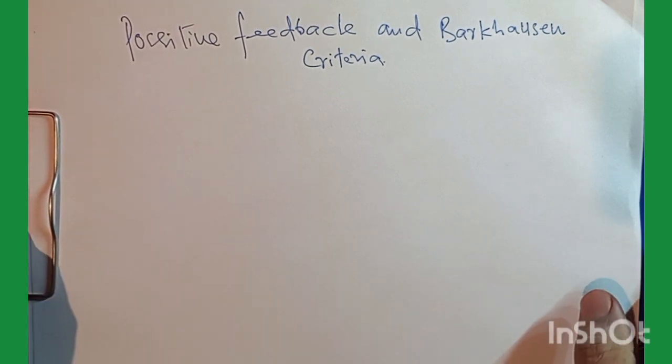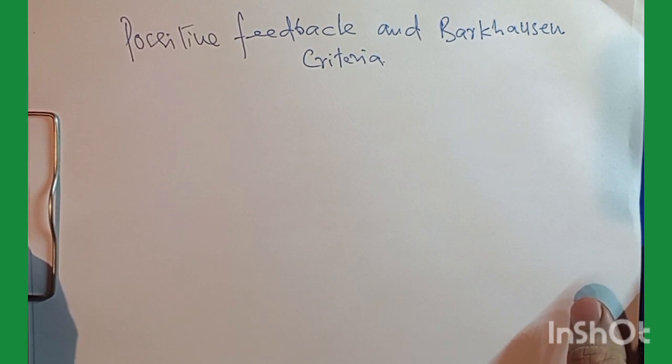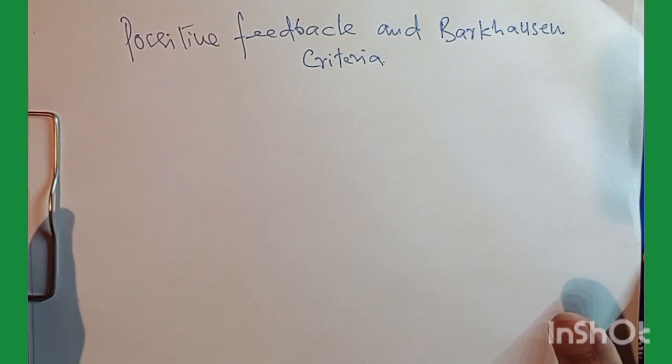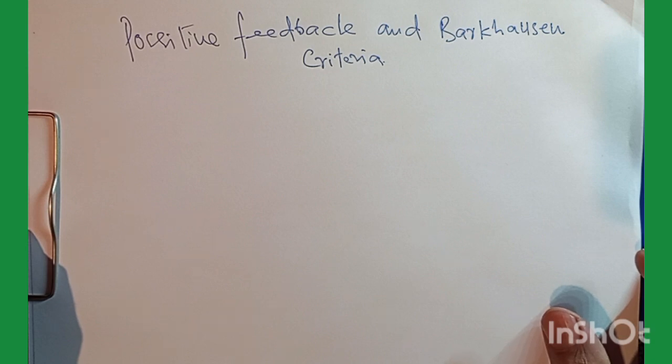In this video, we'll be talking about positive feedback and how this positive feedback leads to Barkhausen criteria. And certainly, if we go back to the concept of the transistor, we better understand that a transistor can be used as an oscillator.